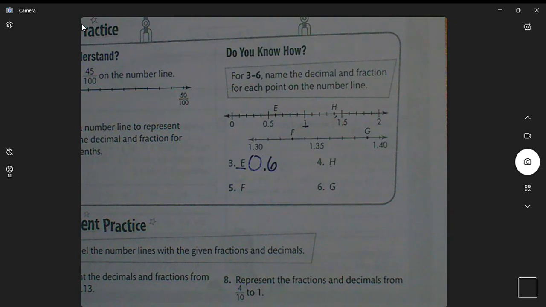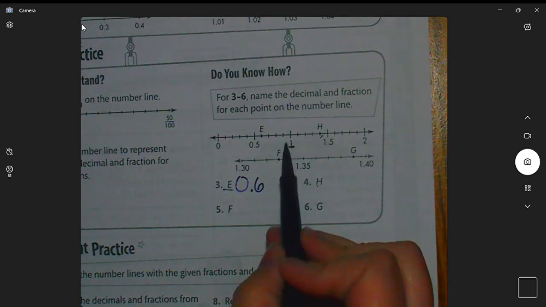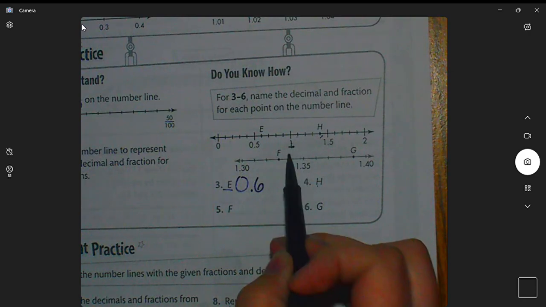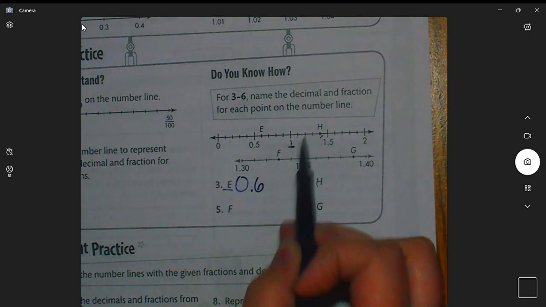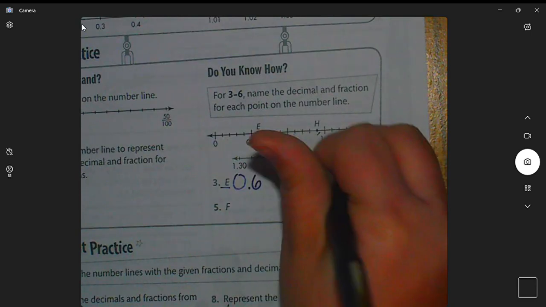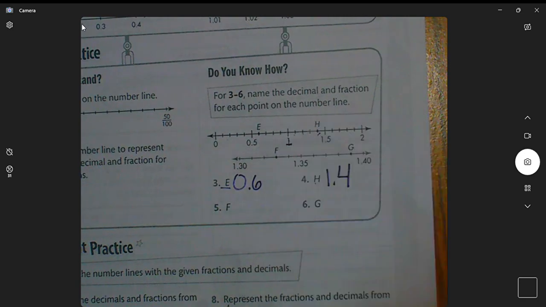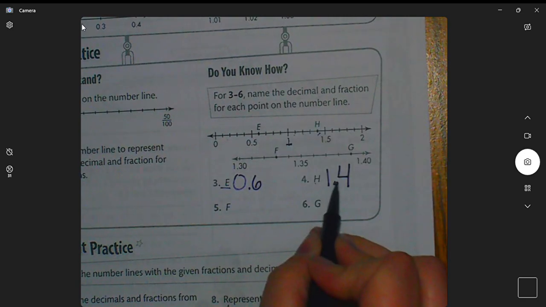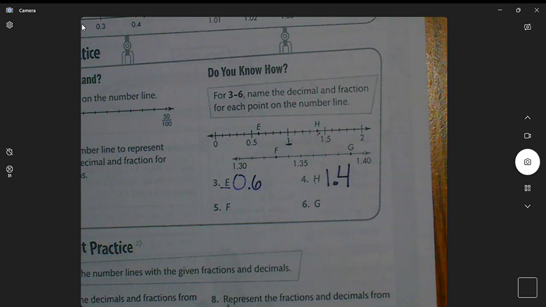So now I'm not going to clap it, and I'm going to say AND every time I hit a decimal place. 1 and 1 tenth, 1 and 2 tenths, 1 and 3 tenths, 1 and 4 tenths. So H is located at 1 and 4 tenths. Now, let's look for the point of F.